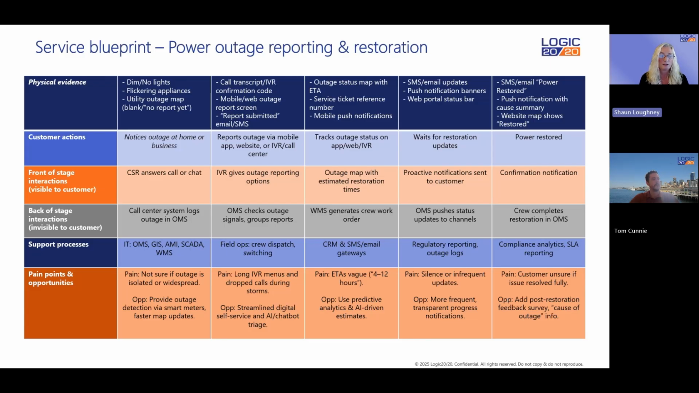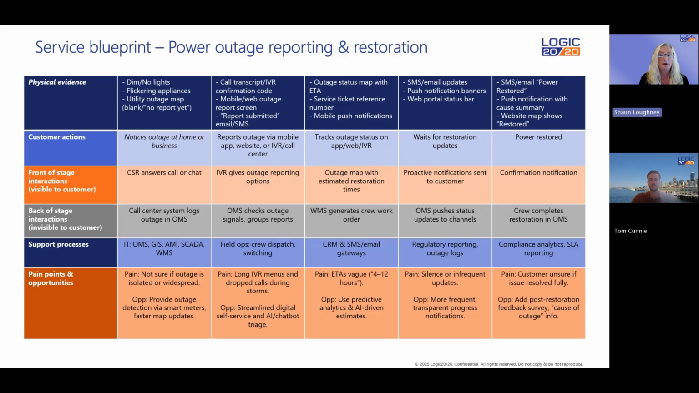And again, we want to talk about our pain points and opportunities. This service blueprint is again about the power outage reporting and restoration. Let's go down column number 3. Physical evidence. How do we know what the customer is doing? In this instance, we may have a call transcript or an IVR confirmation code. There may be a mobile web outage report screen.